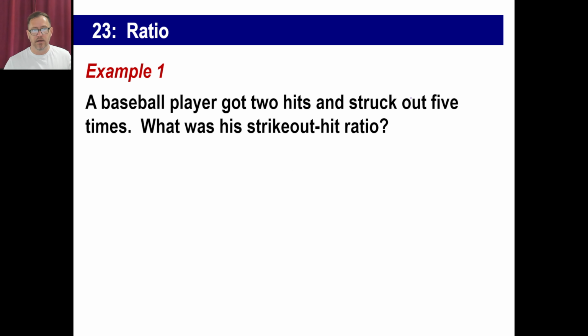Okay, let's try one. A baseball player got 2 hits and struck out 5 times. What was his strikeout to hit ratio? Now notice what they're asking. They're asking strikeout to hit ratio. They gave you the hit and the strikeout part in that order, but you want to put it in the strikeout to hit ratio, exactly what they ask you to do. So 2 hits and struck out 5 times. So the strikeout to hit ratio is 5 to 2, either one of those ways.